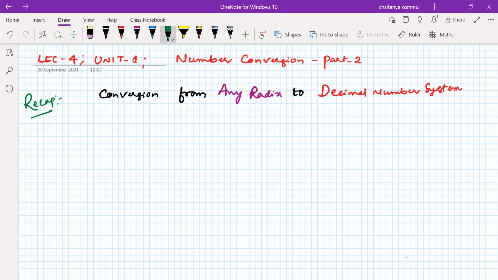So what is the logic behind this? The logic is to multiply the coefficients with their weights and sum them all. For example, whenever we have coefficients like A0, A1, A2, A3, A4, up to A(n-1), and A(-1), A(-2). These are all coefficients, right?